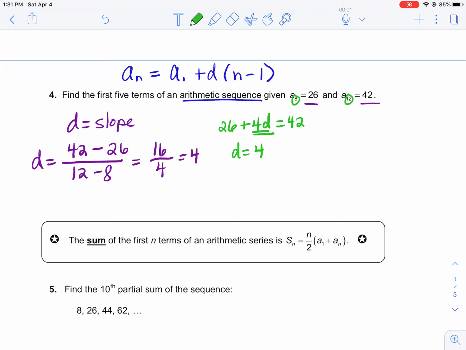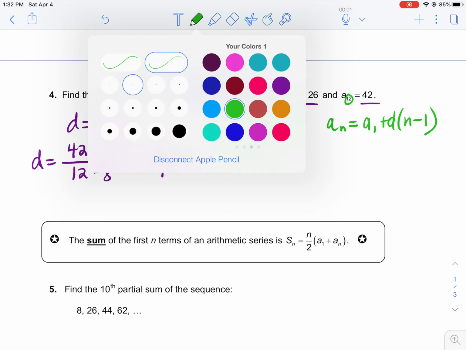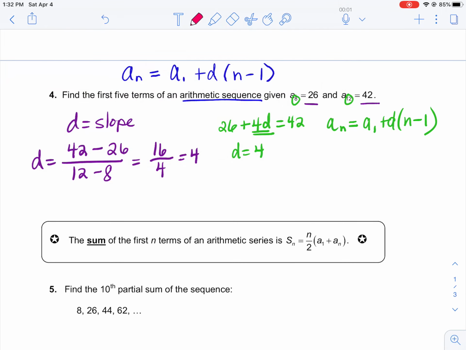So now that I know that the common difference is 4, I'm going to go ahead and find all of these terms. So I'm going to use this formula. Remember, a sub n equals the first term, I don't know what it is, plus the difference times n minus 1. So there's that general formula. Let's go ahead and start filling in some of these values. For a sub n, I could either use 26 or 42. I'm going to go ahead and do 26. Why? Just because.